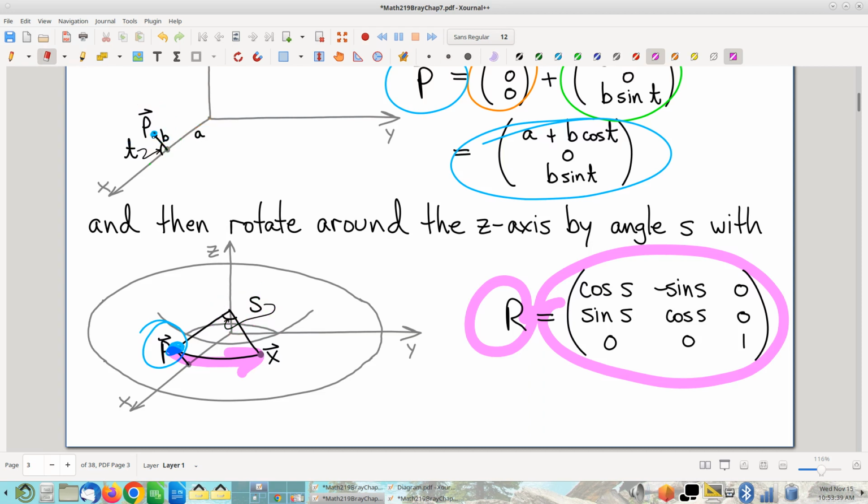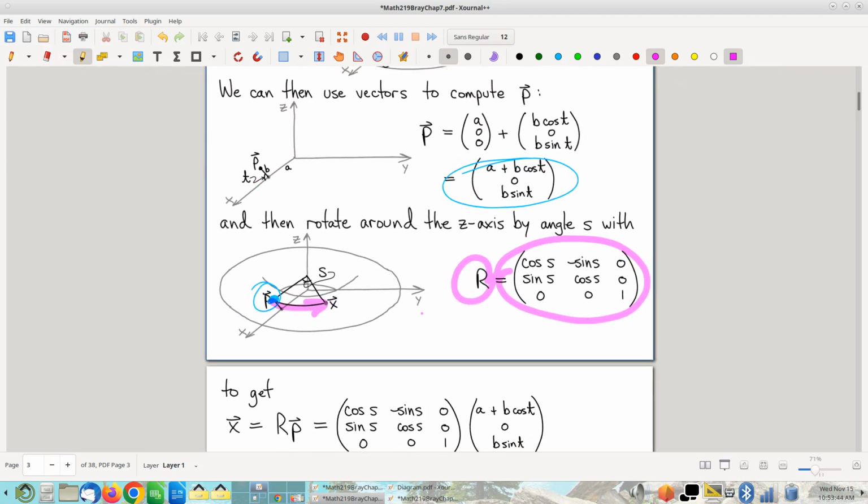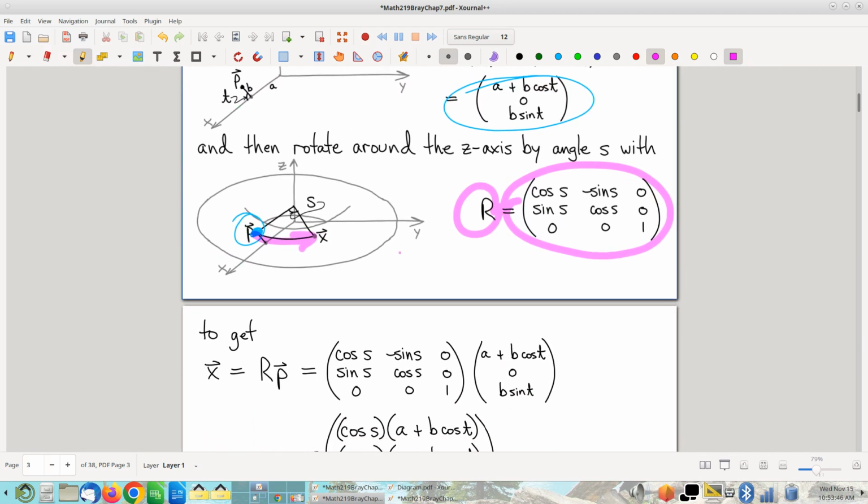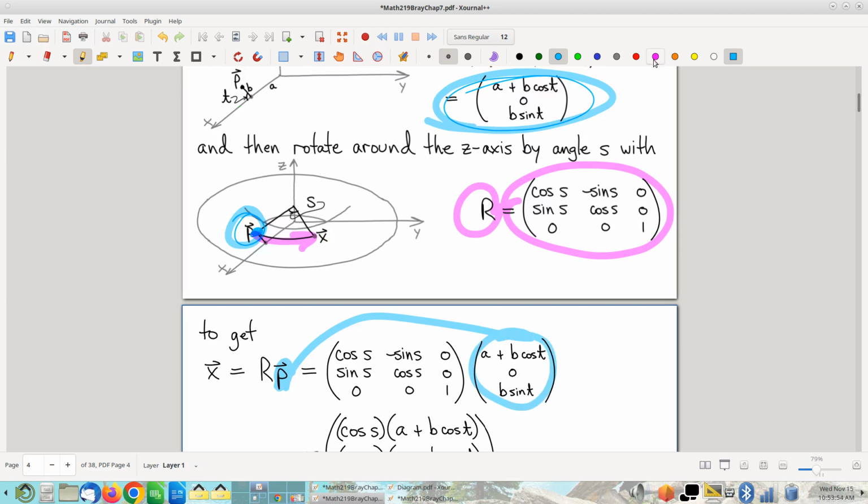Let's see here. Let me get rid of all of that. Hang on. Here we are. So we have our formula for our P vector. That's that. We have our formula for our R matrix. Right there.